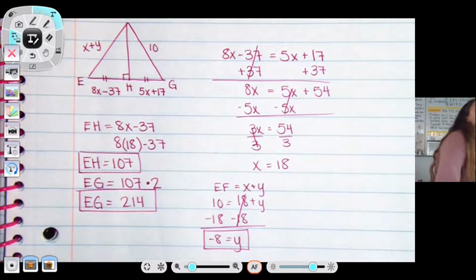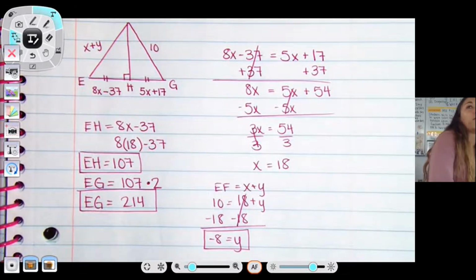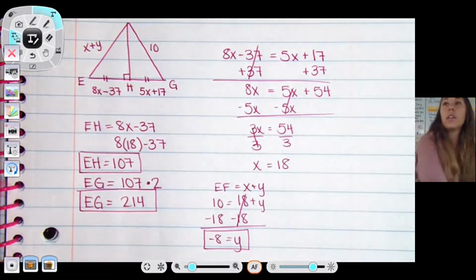Okay, so let's do the next thing. This was perpendicular bisector. Now we're going to do an angle bisector. I need to flip my page though. Does anybody have any questions on this problem? No, this is really easy.